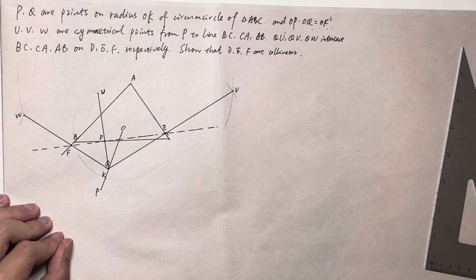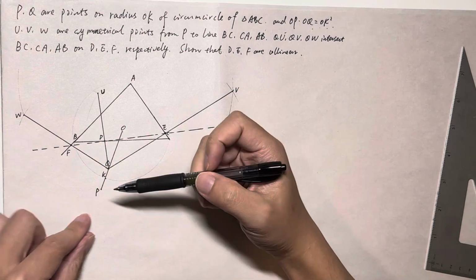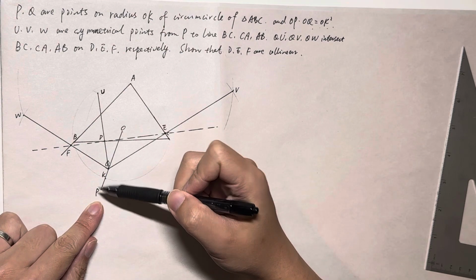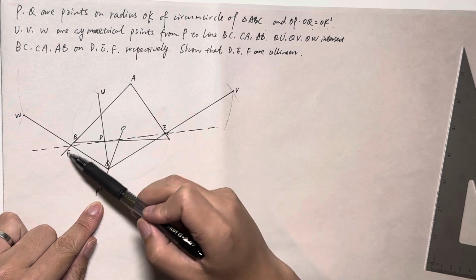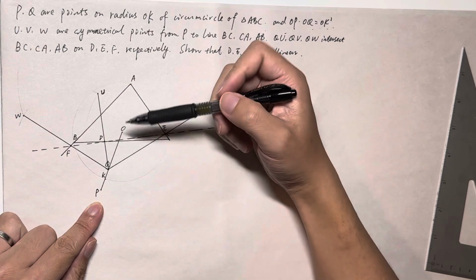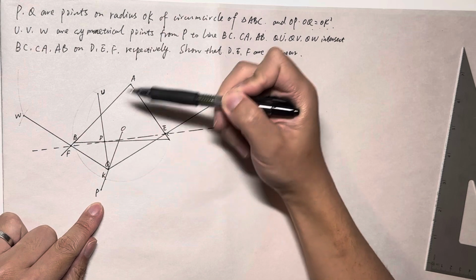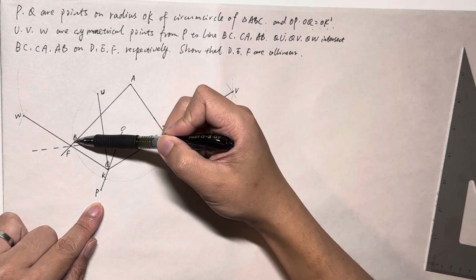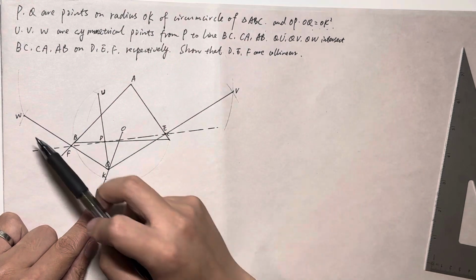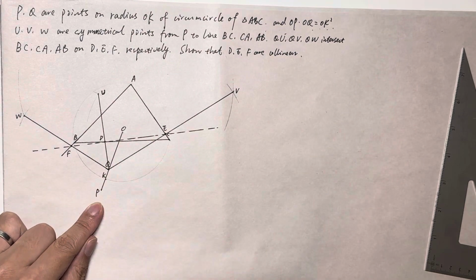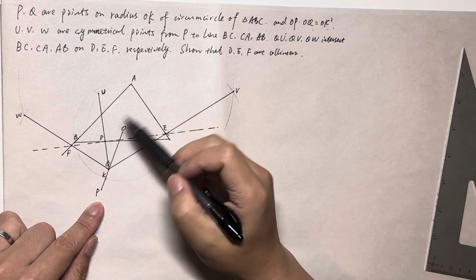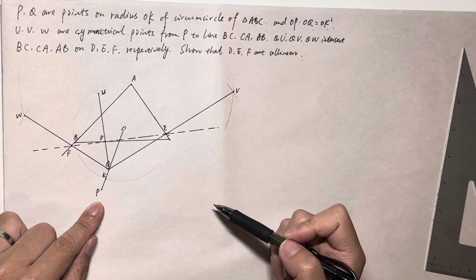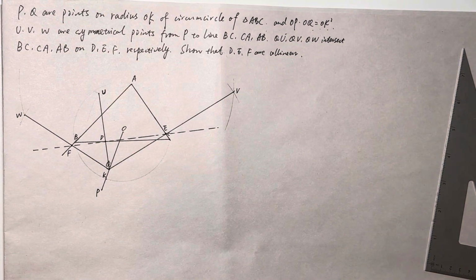When we get this problem, we can see that the point P has a symmetrical point W to the line AB, right? So we know that AP equals AW, BP equals BW, and we connect QW, which intersects AB at point F. Similarly, we get point D and point E. We want to prove that F, D, E are collinear.